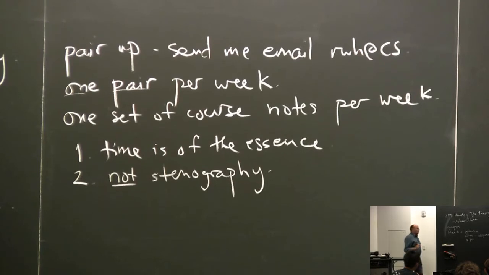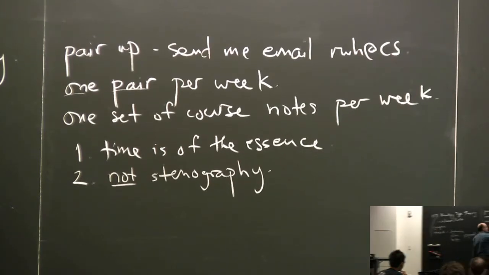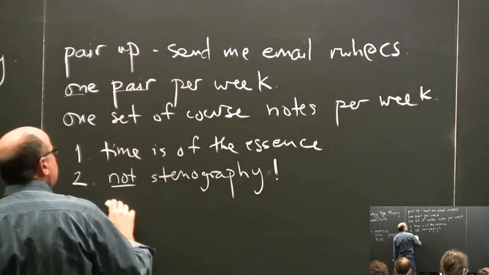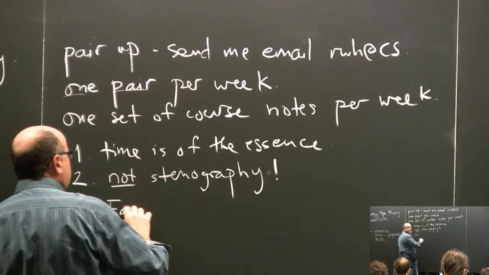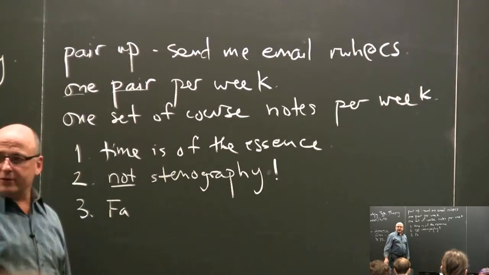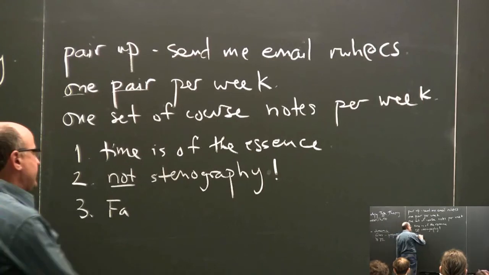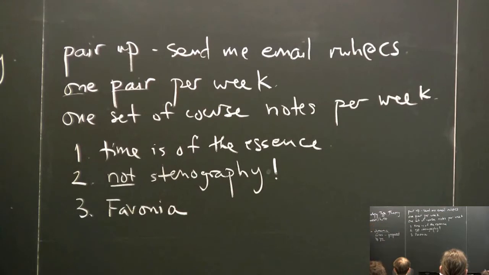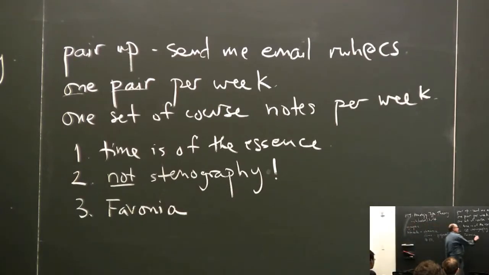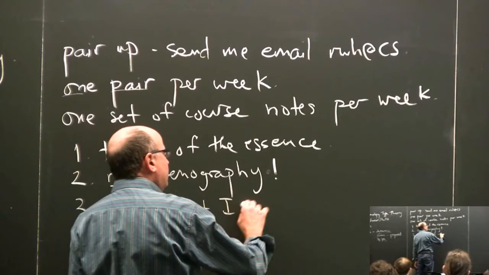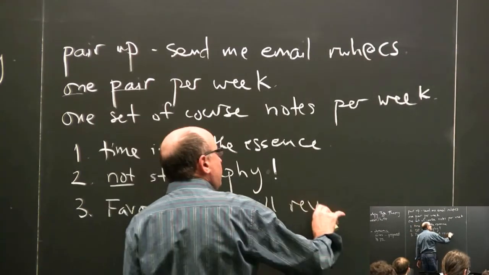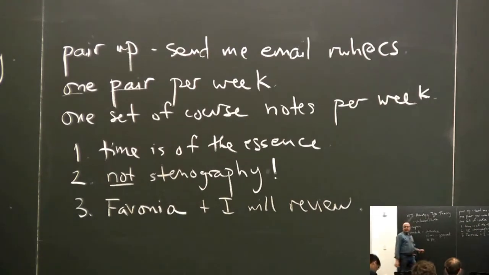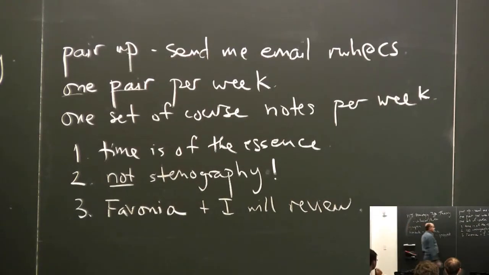So this is the thing I really want to say. And then what I will do is, Favonia and I, I should say, introduce Favonia. Favonia's over there. Favonia volunteered to serve as a TA. This is purely altruistic because he doesn't get any credit for doing this, because it's a grad seminar. So Favonia and I will review and correct the notes before we put them out on the web page. And you will sign them. They will be yours, okay? So you will sign them.